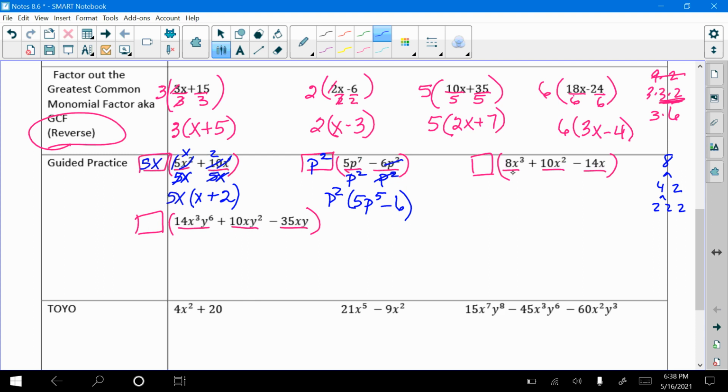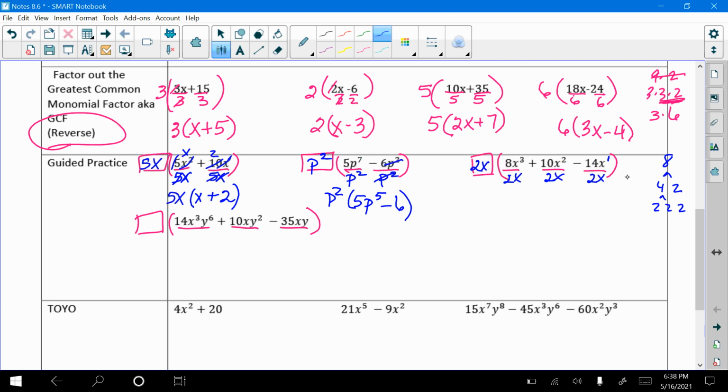8 can be divided by 4 and a 2, but 10 can't be divided by 4, and 14 can't be divided by 4. So we're going to take out a 2, because they're all 3 divisible by 2. Now my lowest value of x is just 1, because power of 1, so just an x. So we're going to take out a 2x from each of these.